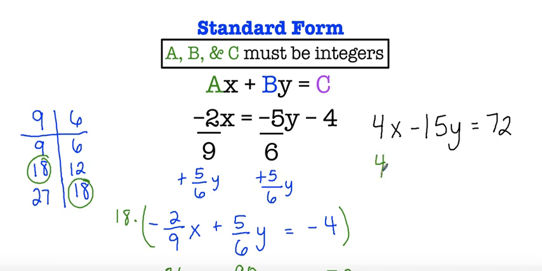Where 4 is A, negative 15 is B, and 72 is C. And that's it for that.